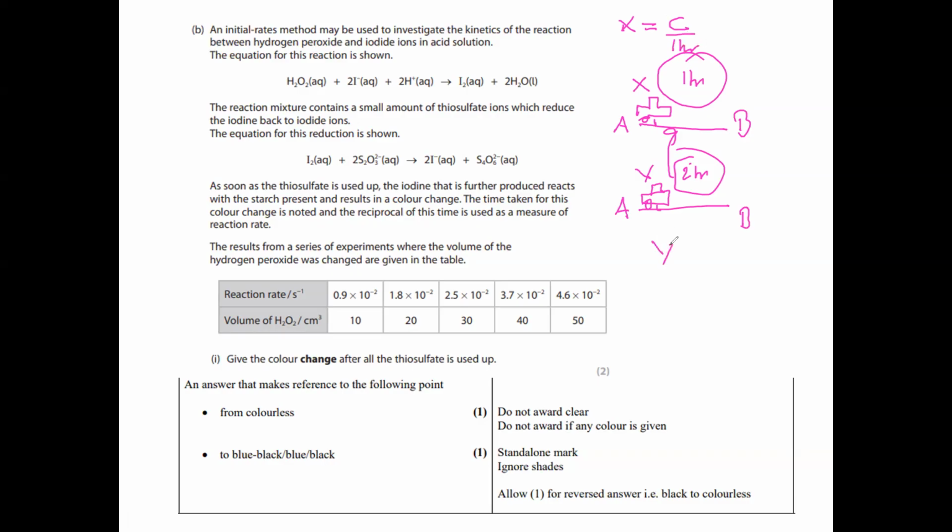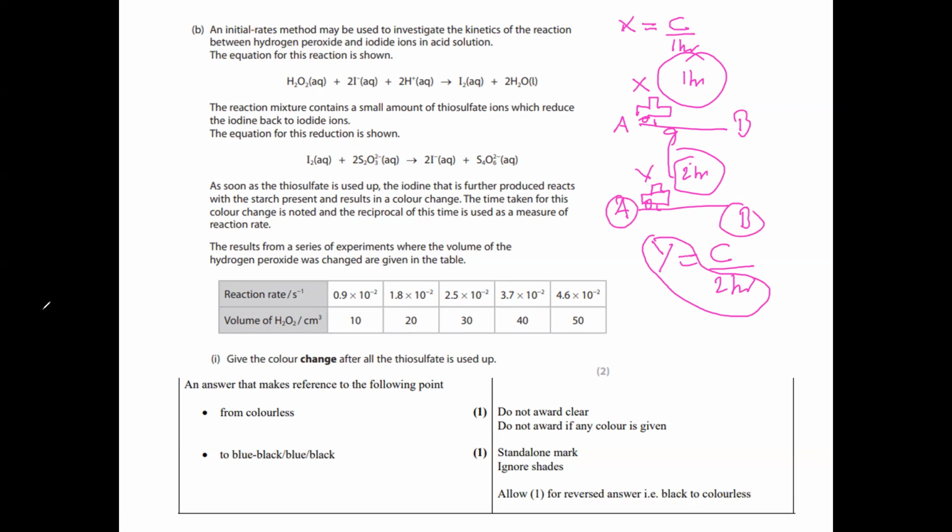Speed of the second vehicle Y equals distance divided by time. Distance is the same, divided by 2 hours. That means the reciprocal of the time tells us an idea about the speed. That's the meaning of that one. But for that, we have to make sure that both vehicles travel the same distance.